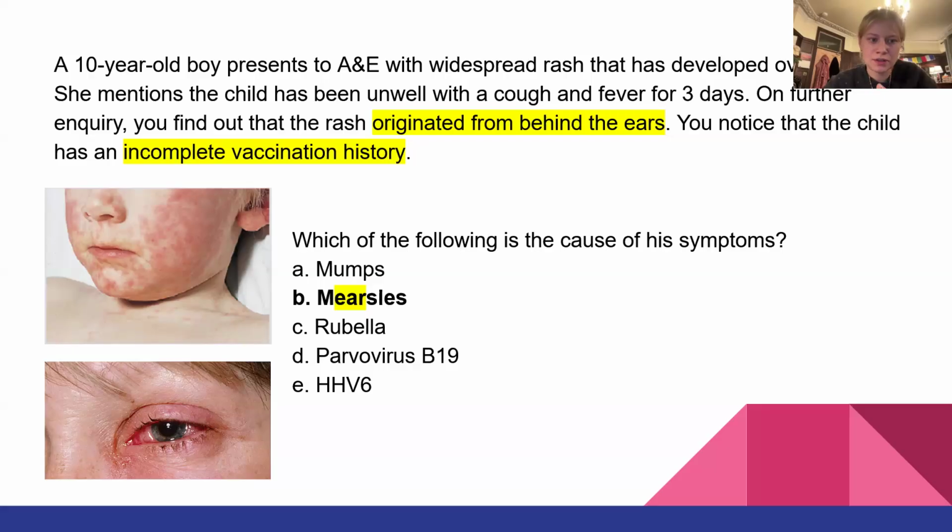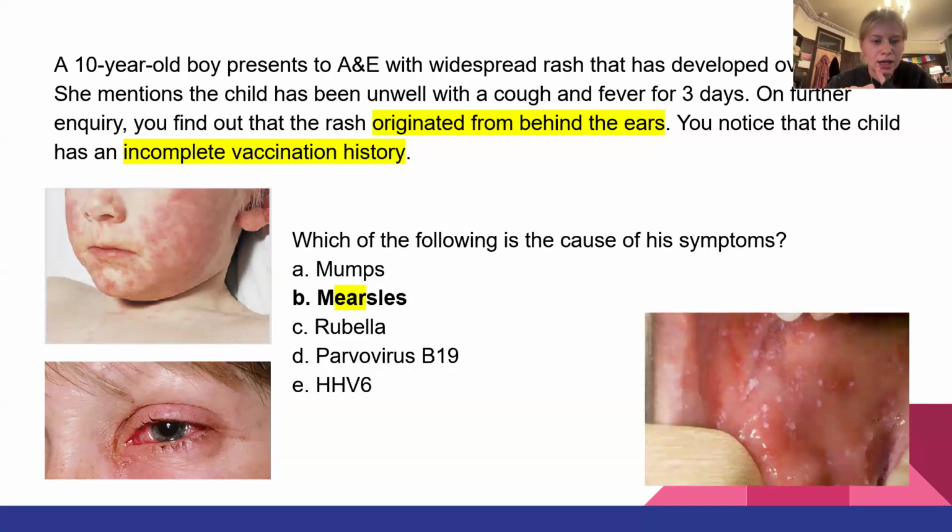So the major clue here is a rash that starts from behind the ears. That is very typical of measles. And if you click again, you see these very characteristic Koplik spots. These are white spots inside the mouth that you'd see on examination. That is pathognomonic for measles.